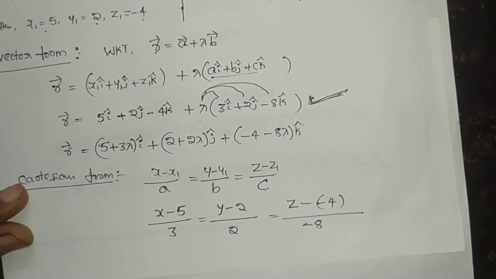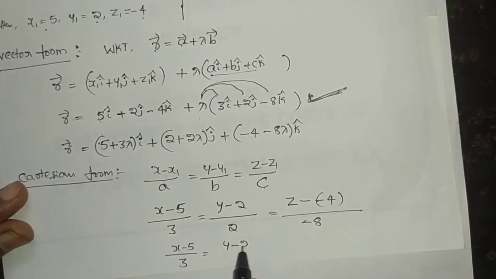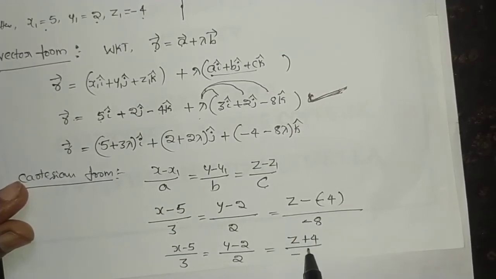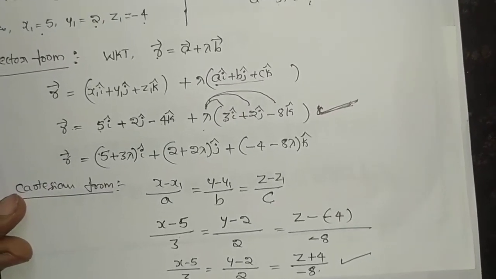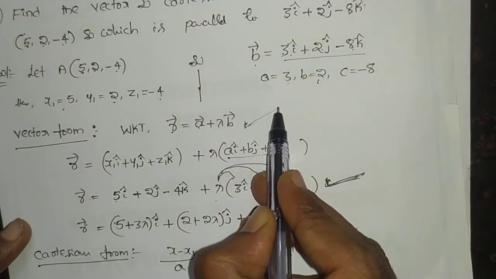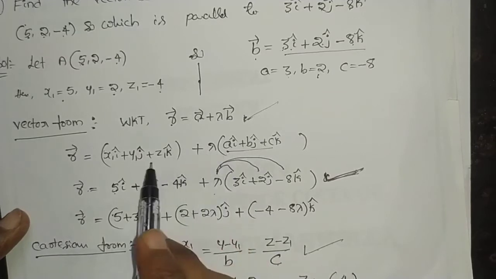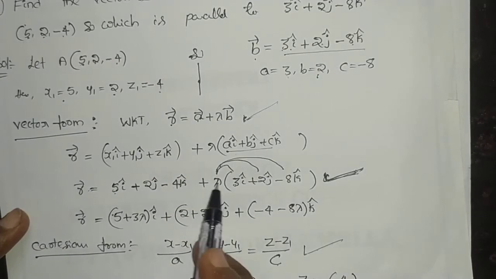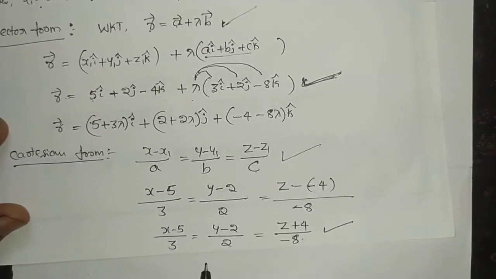That's it. Cartesian form: x minus 5 divided by 3, y minus 2 divided by 2, z minus of minus 4, which is z plus 4, divided by minus 8. Hence it is the Cartesian form of the given problem. Once again, here I have written the vector form equation, here I have written the Cartesian form equation. Next I am just substituting the given values in the problem. After the simplification, finally we get the vector form as well as the Cartesian form.